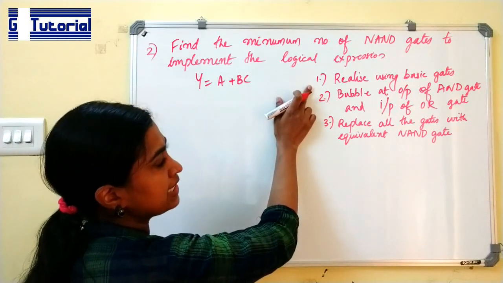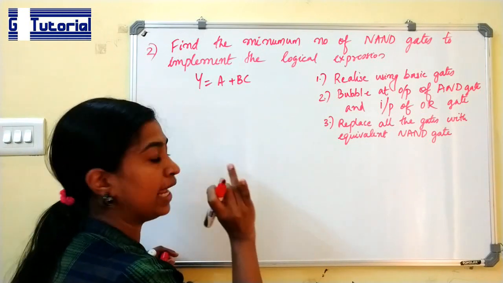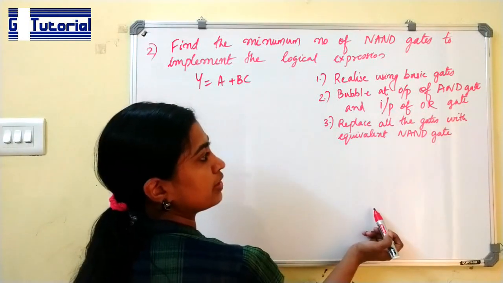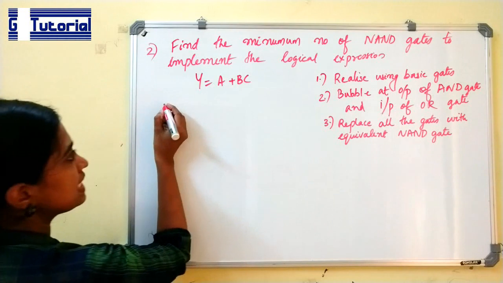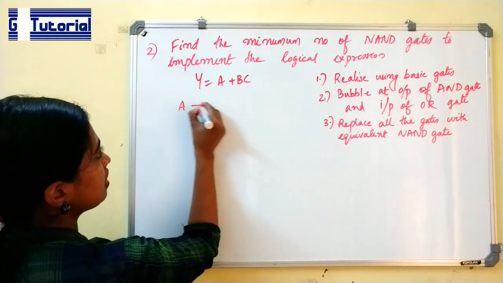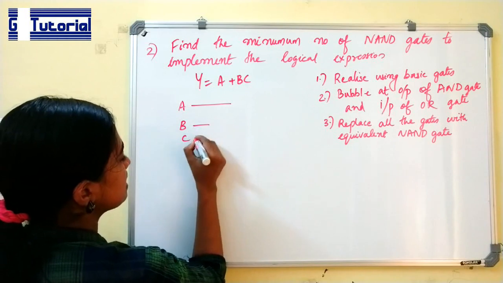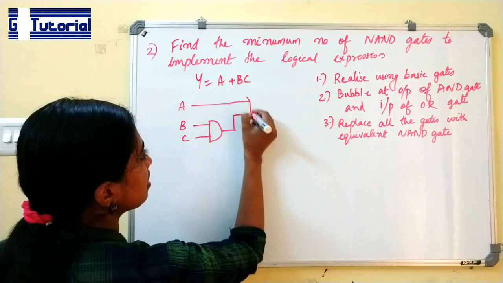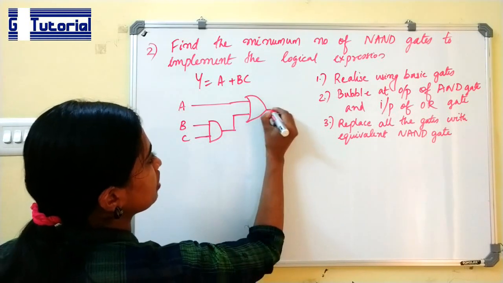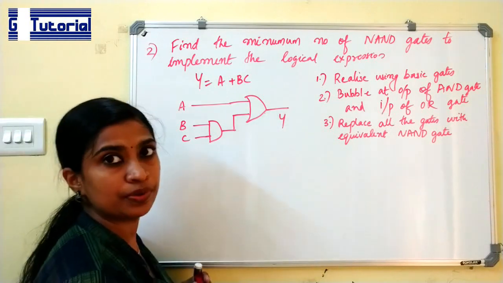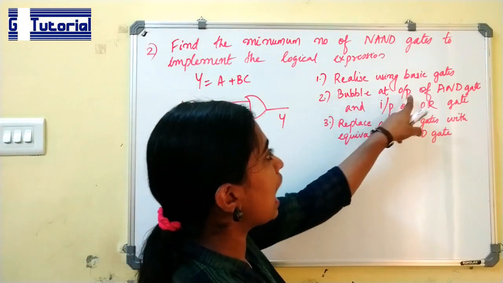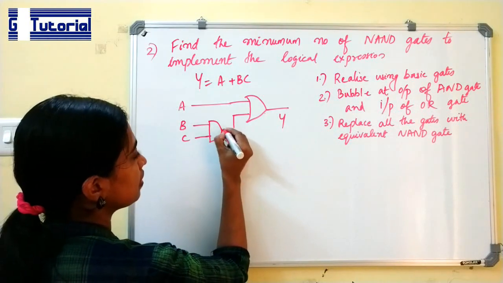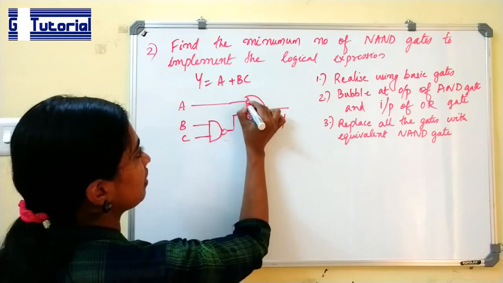First step is realize it using basic gates, that is AND, OR, and NOT. Then bubble at the output of AND gate and input of OR gate. I will show you. First step is you have to implement this using basic gates. BC is B and C. Its output, and A is performing an OR operation. We will get Y as the output. In the second step, bubble the output of AND gate and the input of OR gate. So here and here we are bubbling.